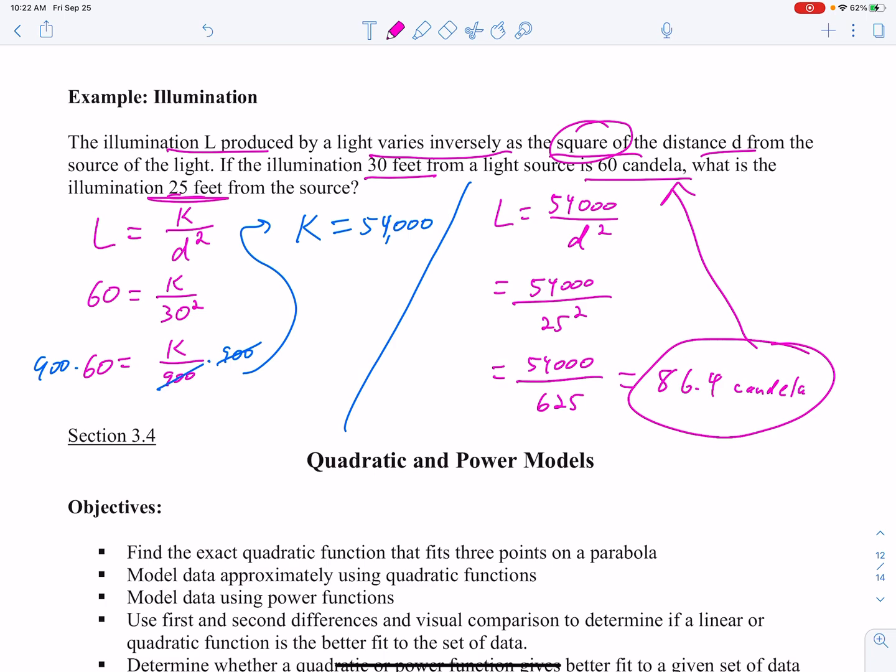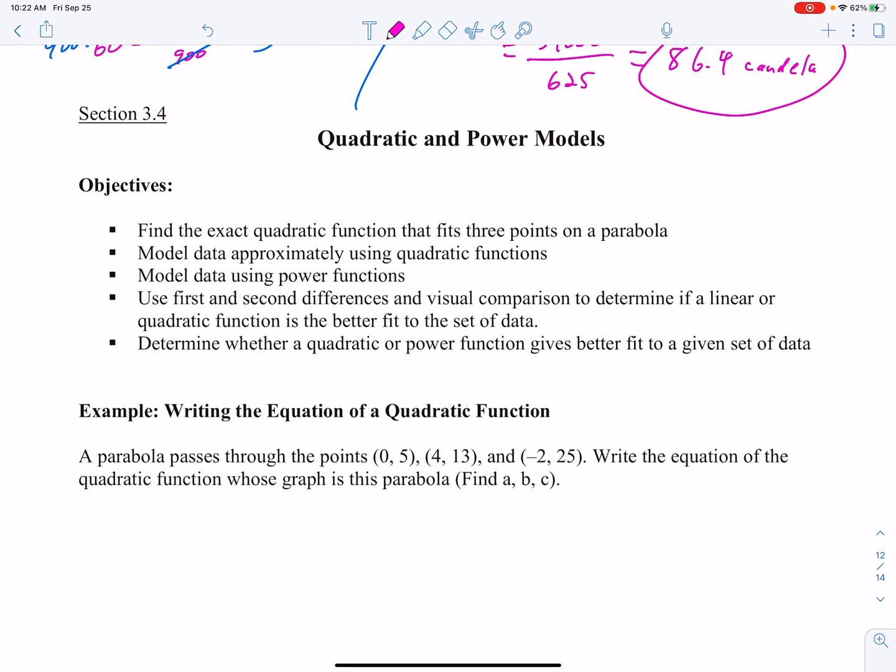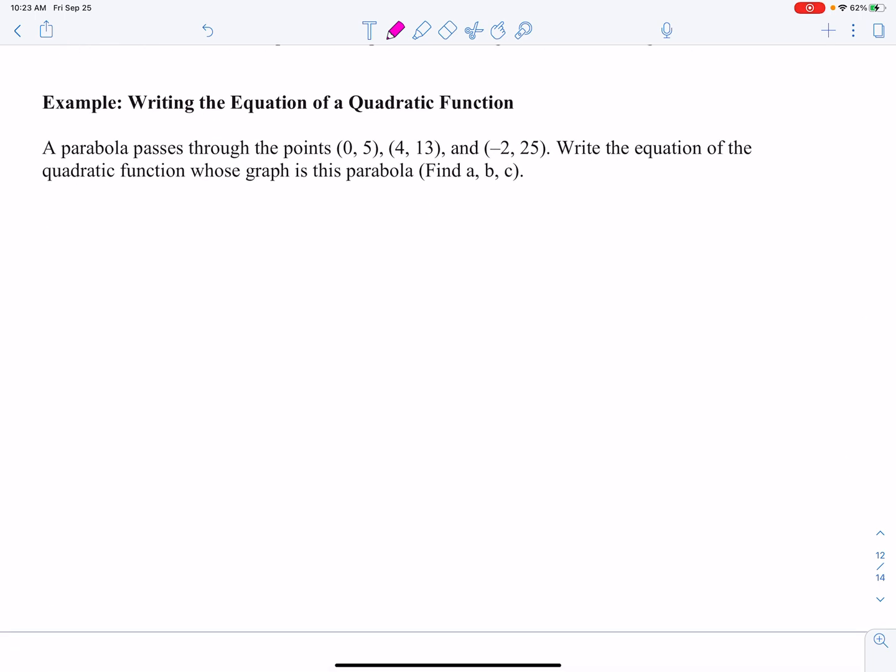There's your answer. All right, last section of the day, quadratic and power models. So we're going to look at a quadratic model here. An example, writing the equation of a quadratic function. A parabola passes through these 3 points. Write the equation of the quadratic function whose graph is this parabola. In other words, we need to find a, b, and c. Remember, the general form of a parabola is y equals ax squared plus bx plus c.